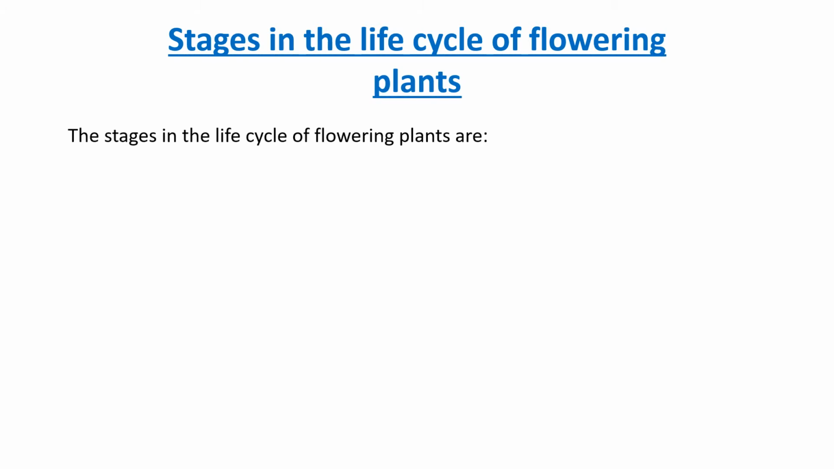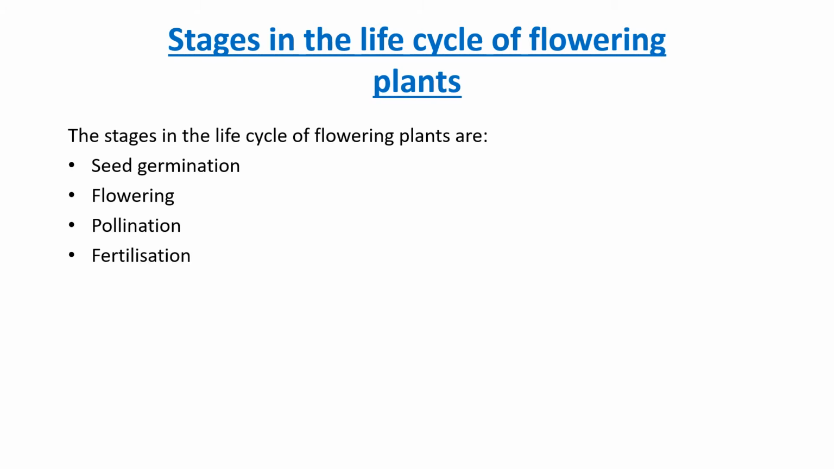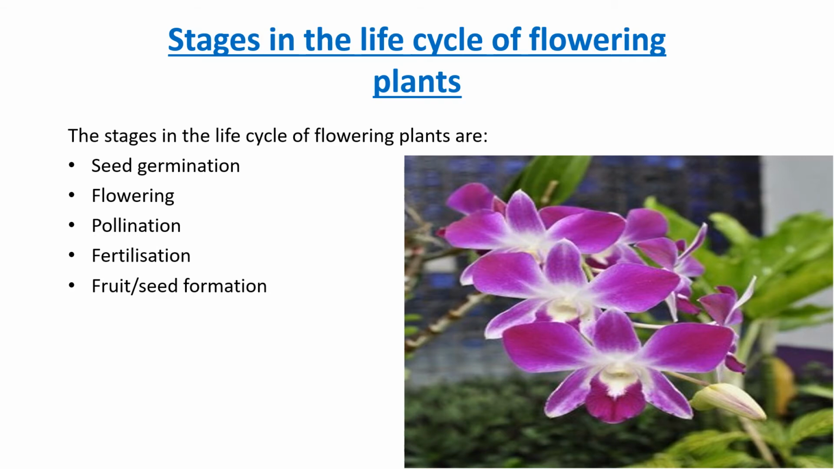Stages in the life cycle of flowering plants. The stages in the life cycle of flowering plants are seed germination, flowering, pollination, fertilization, fruit and seed formation.